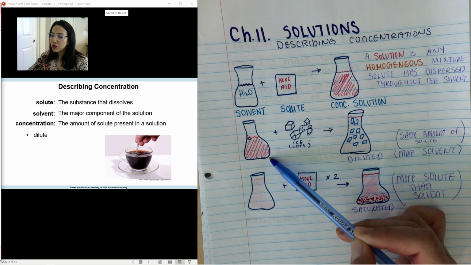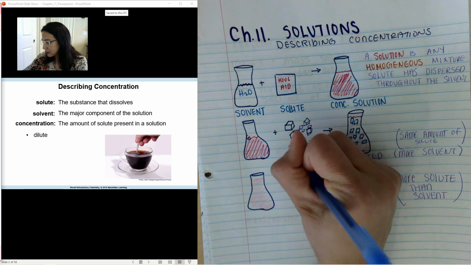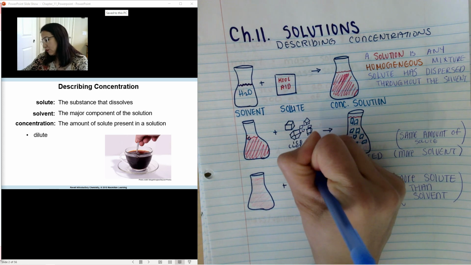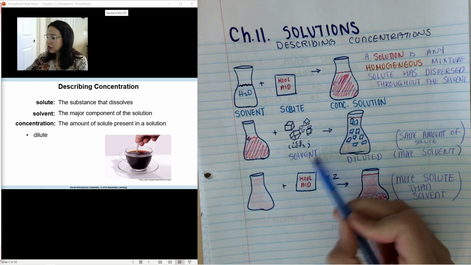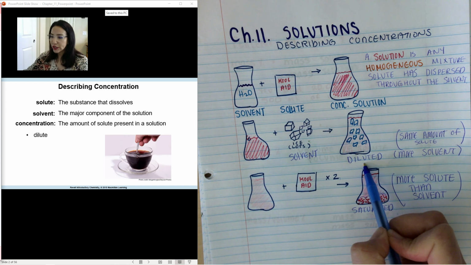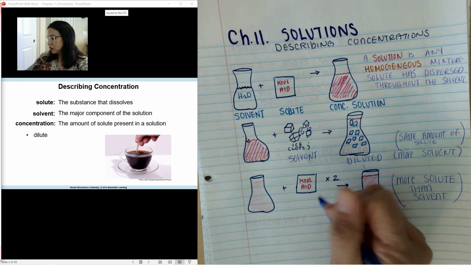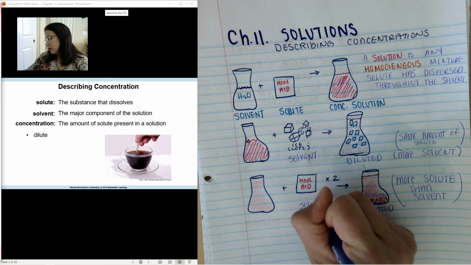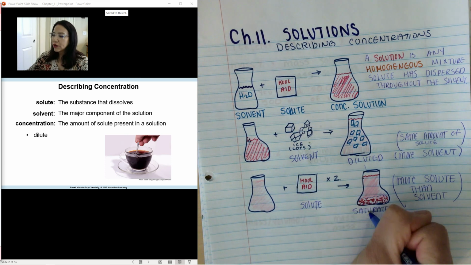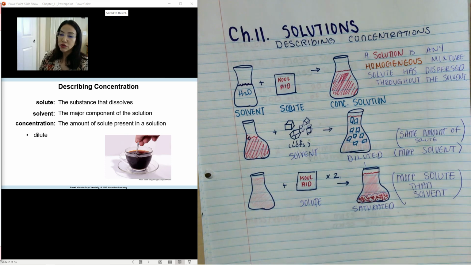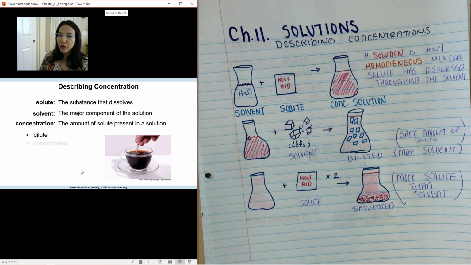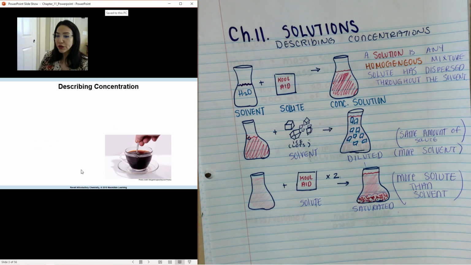This concentrated solution, if you add more solvent, then you're going to create a diluted solution. And if you take your solution and you add more solute to it, then you're going to create a saturated solution. Okay, so those are the quick little ways of describing concentration.